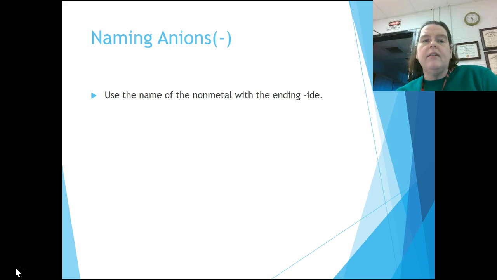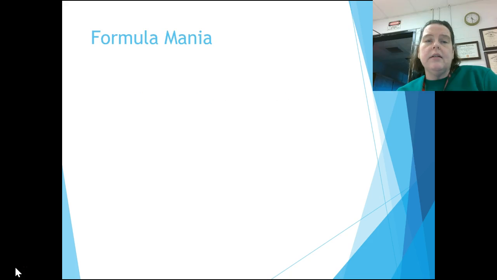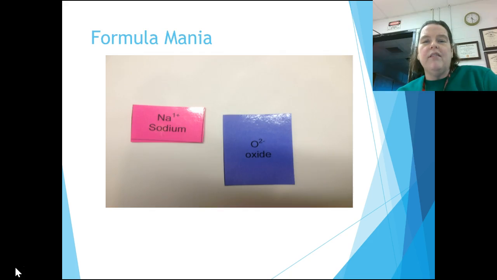So naming anions, the name of the nonmetal with an ending of "ide." So we have oxygen, but we have to end it in "ide." So we say oxide. We truncate a little bit, we chop some of it off, and then we add the IDE ending. So formula mania, how does this work?